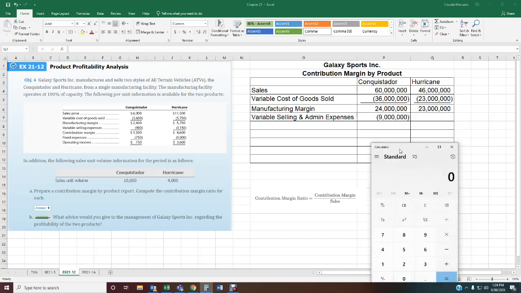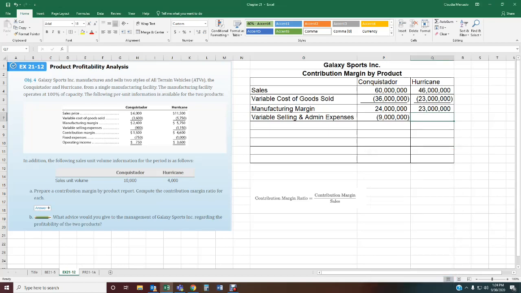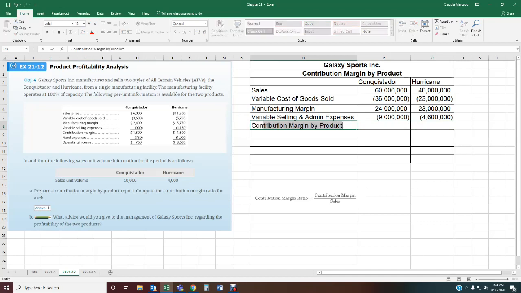Let's go ahead and now do the same for the Hurricane. For the Hurricane, I have 4,000 units times my variable selling and admin of $11.50. That gives me 4.6 million, $4,600,000. There we go. Now I can calculate my contribution margin.